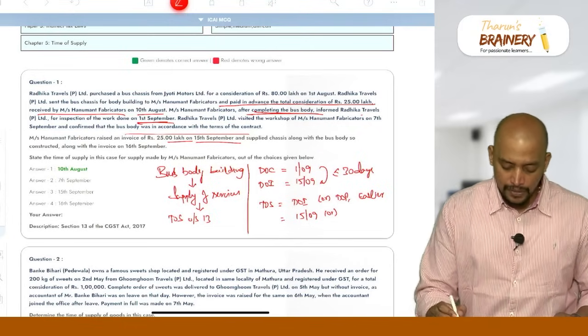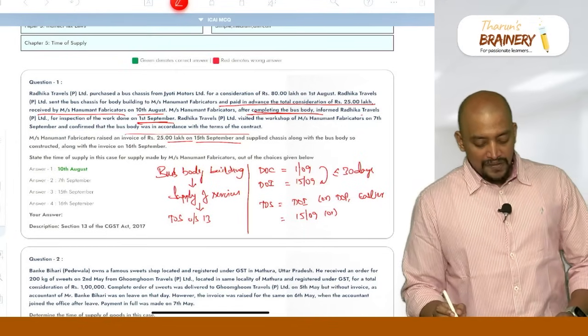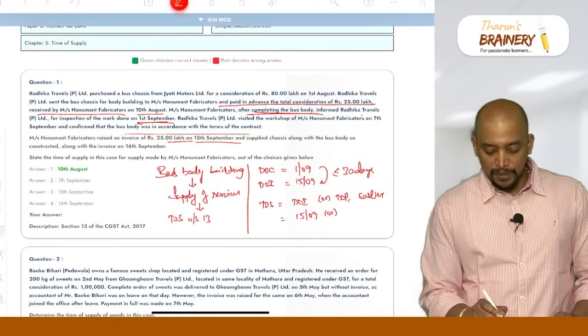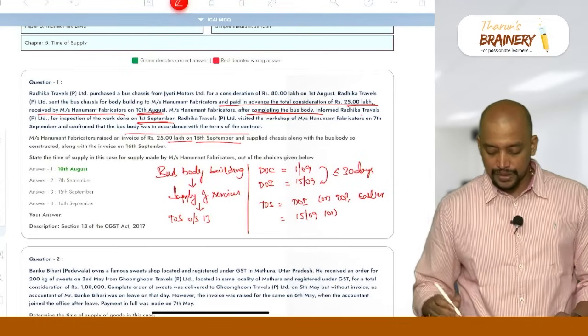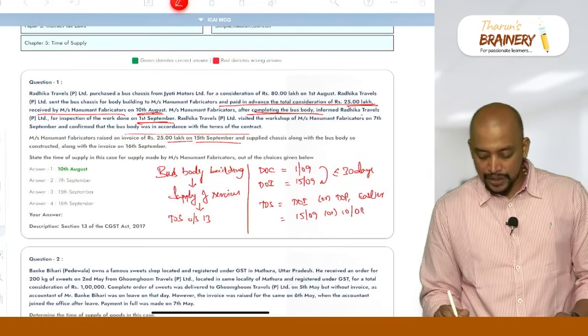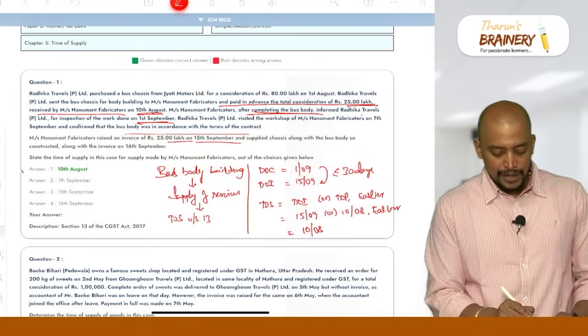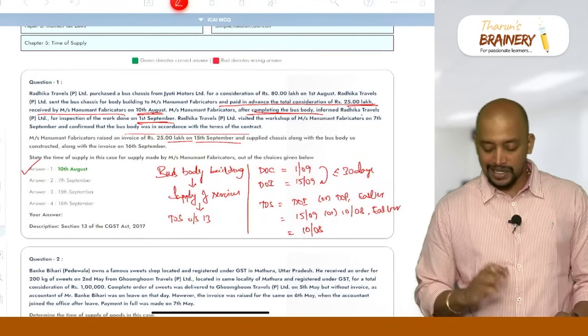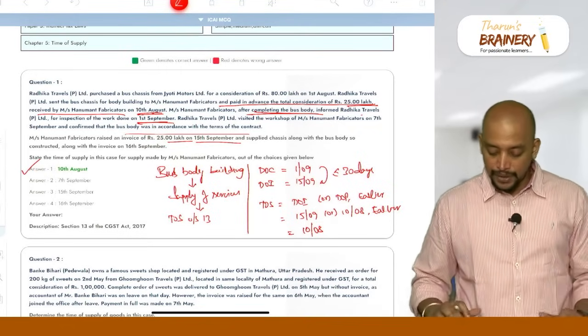Okay. So actually what happened here? So Radhika Travels Private Limited sent the bus chassis for bus body building to Hanumant Fabricators and paid an advance of 25 lakhs on 10th August. So what is the date of payment? 10th August. So whichever is earlier, 10th August will be taken as the answer. So option A is the answer. So actually the circular is also connected here. So it's a very good question.